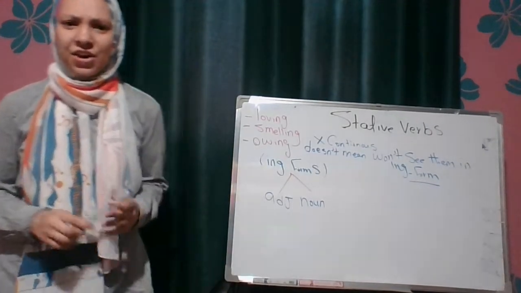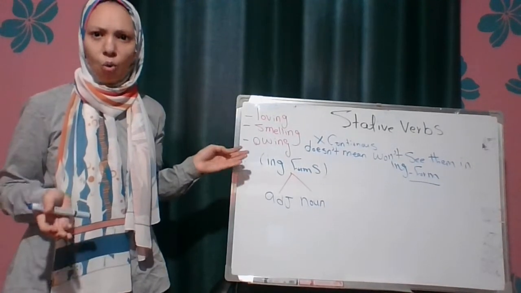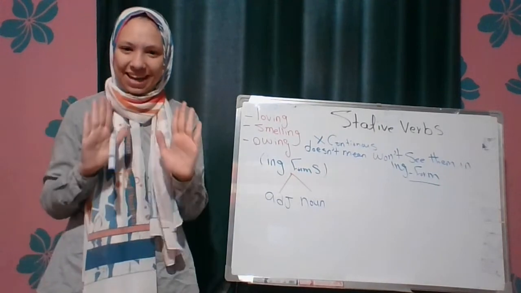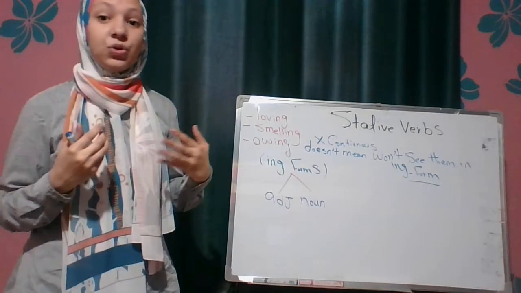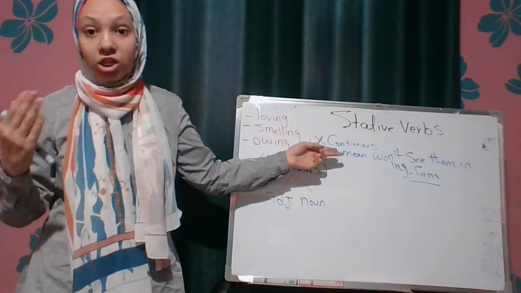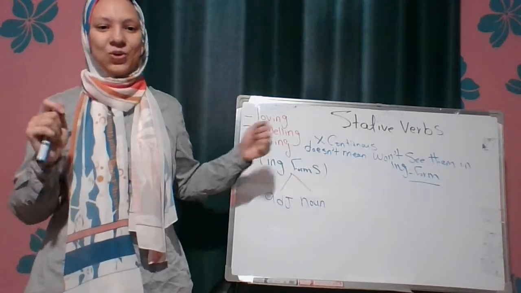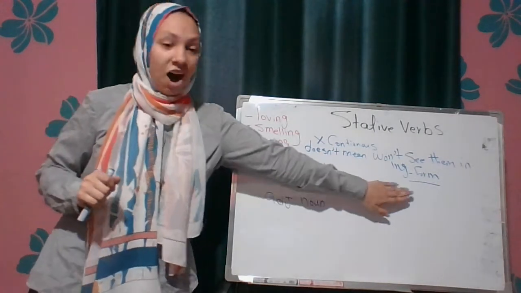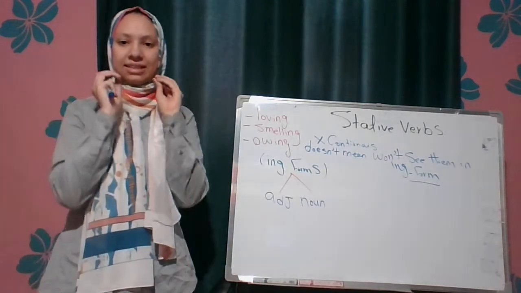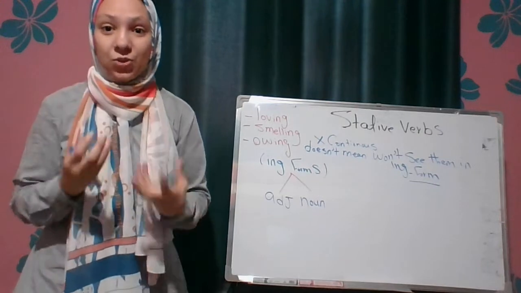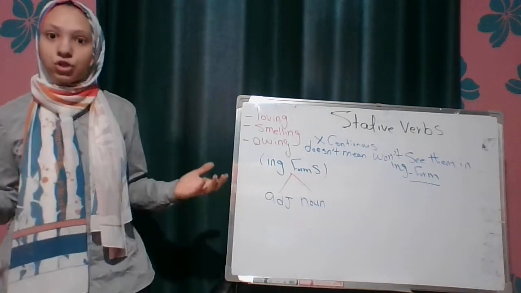Now you are seeing these verbs: loving, smelling, owing. This just means you don't use them with the continuous tense. It doesn't mean that you won't see them in ing form. The ing form doesn't come with the continuous tenses only, but it may become an adjective or a noun too.